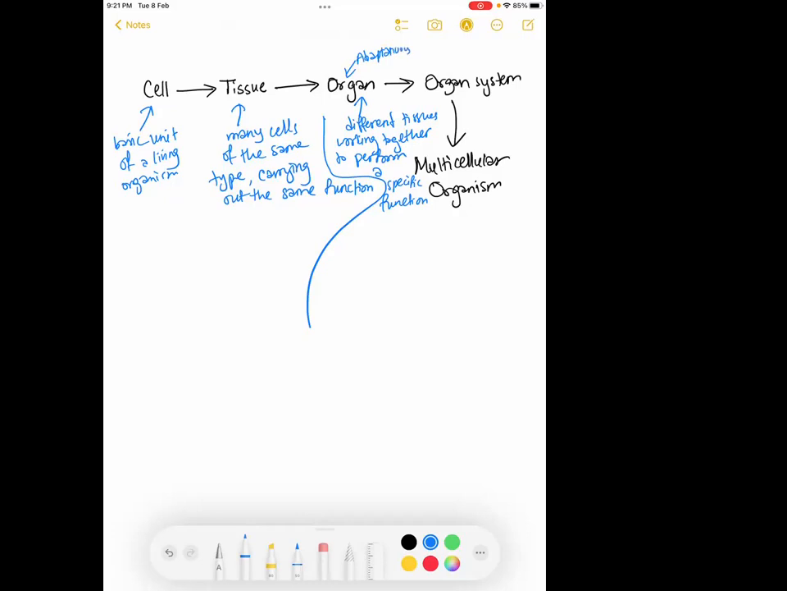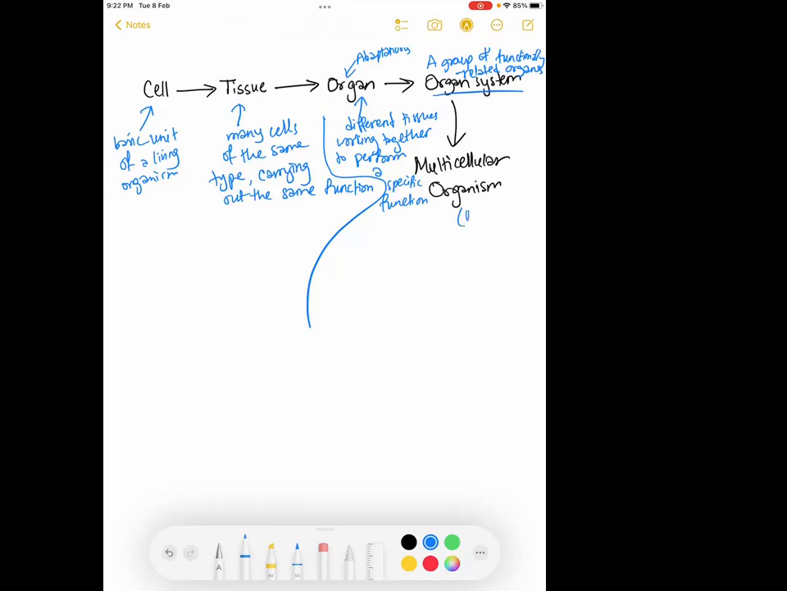Okay, what is an organ system? Organ system is easy, a group of functionally related organs. For example, just think of two kidneys and then the ureter and everything, they're all working for what? For excretion, right? Yeah. So a group of functionally related organs form an organ system. And finally, a multicellular organism.